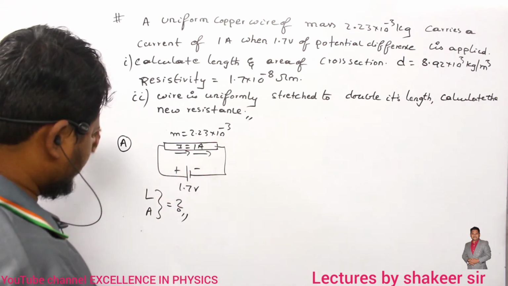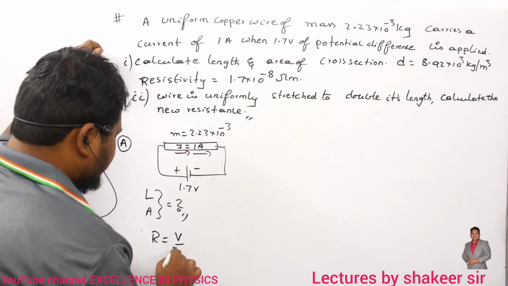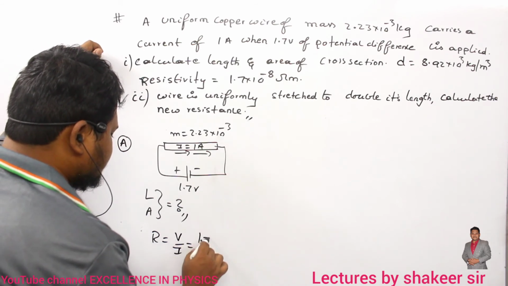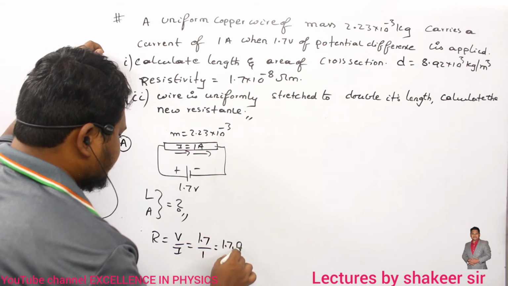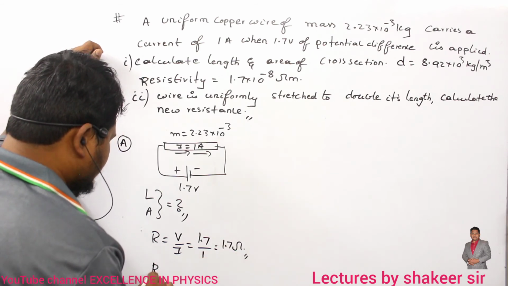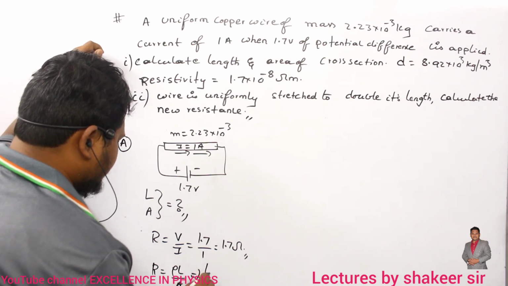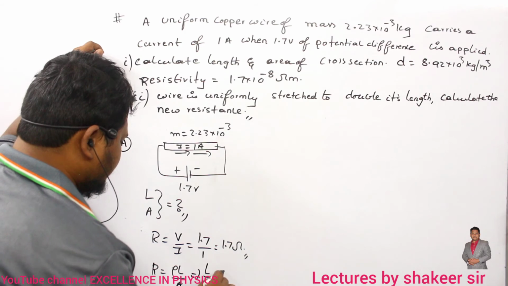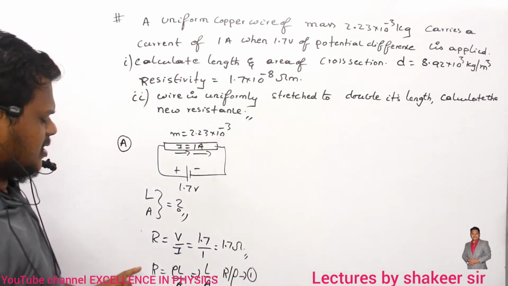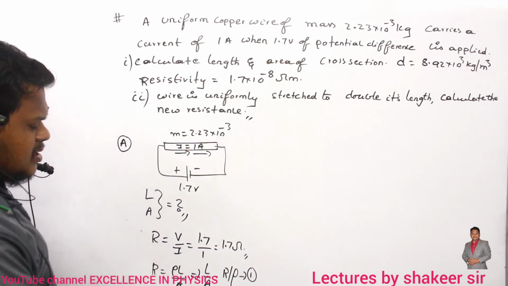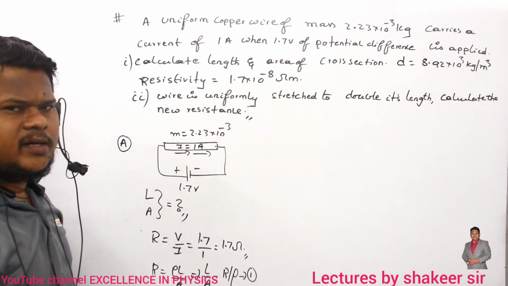So first of all, I will try to find out the resistance of this wire. Resistance R is equal to V by I. That's all. Potential difference is 1.7 and current supplied is 1 ampere. So total resistance is 1.7 ohms. Clear? And what is the formula for resistance? R is equal to rho L divided by A. So therefore, L by A will be how much? L by A will be equal to R by rho. Let it be my equation number 1. So L by A is equal to R by rho. R also we have calculated, and resistivity is given as 1.7 into 10 power minus 8.